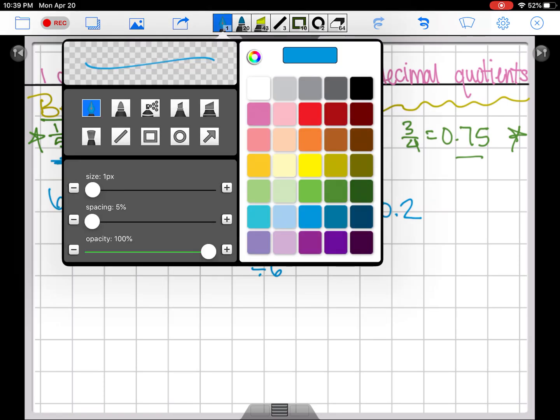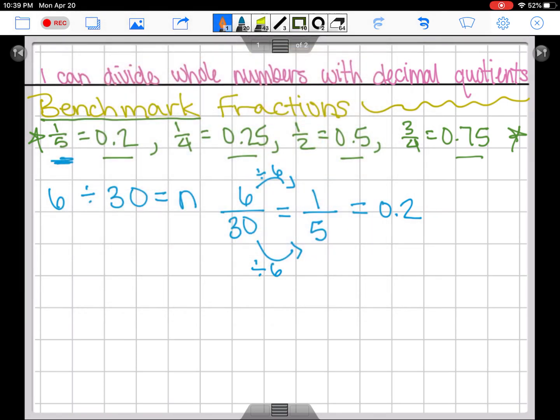So again, I don't expect you to have these memorized right now, but I just want to show you why memorizing these is going to be helpful and show you how this equivalent fraction method can make things really, really easy. Let's look at another one.